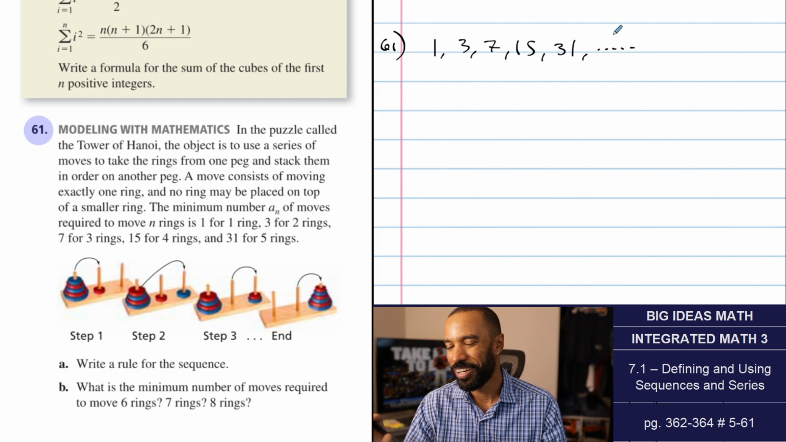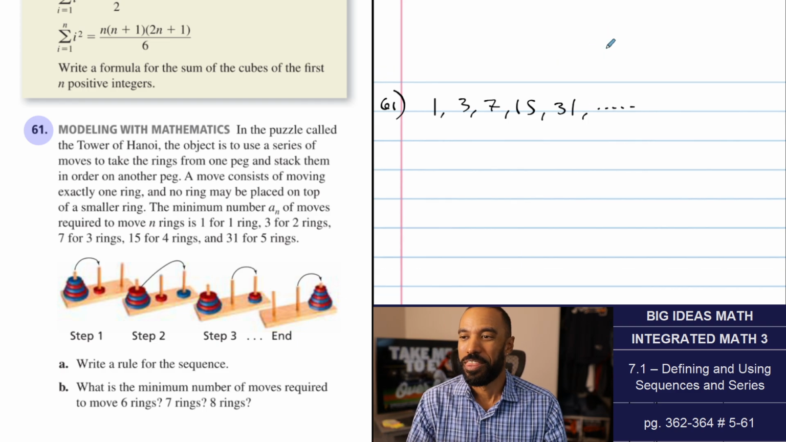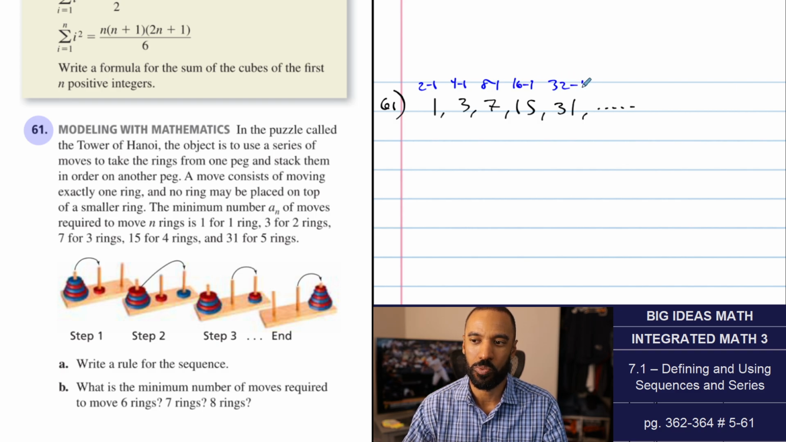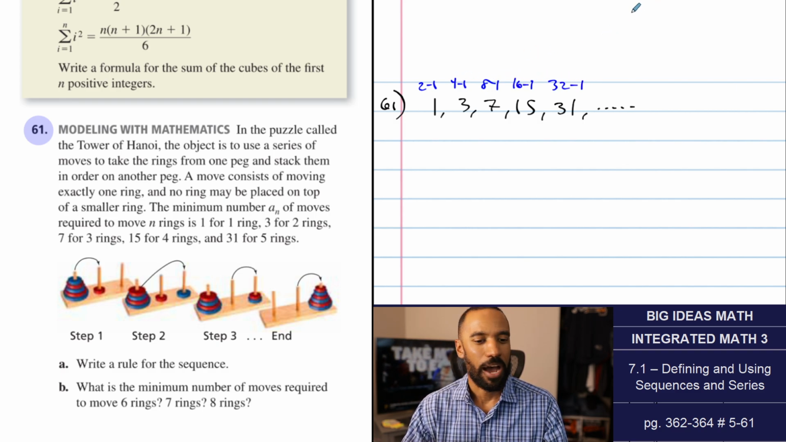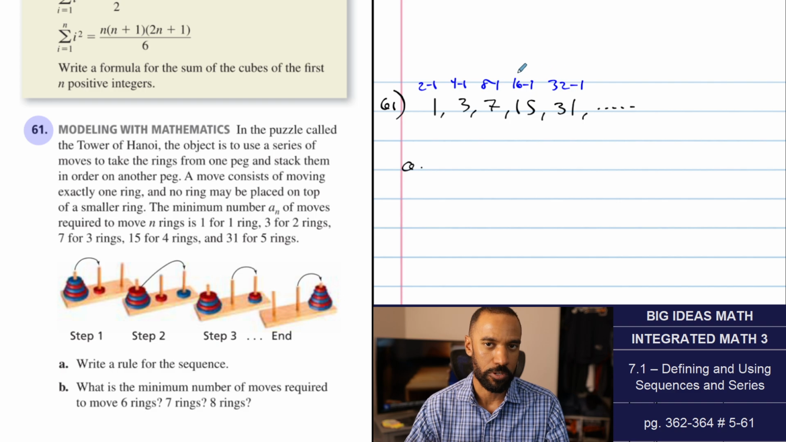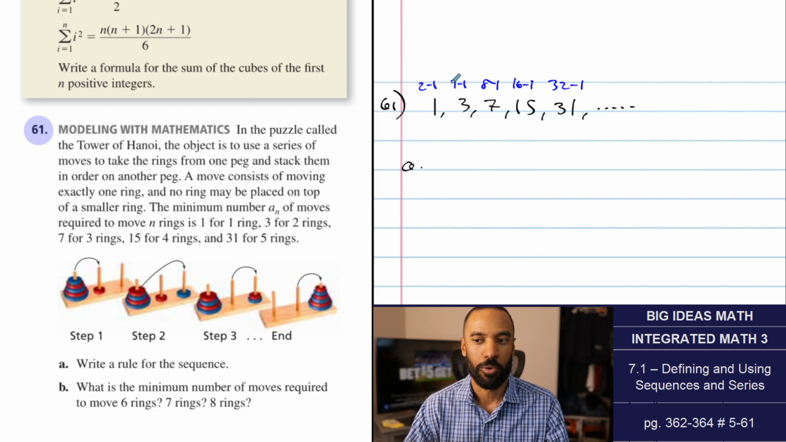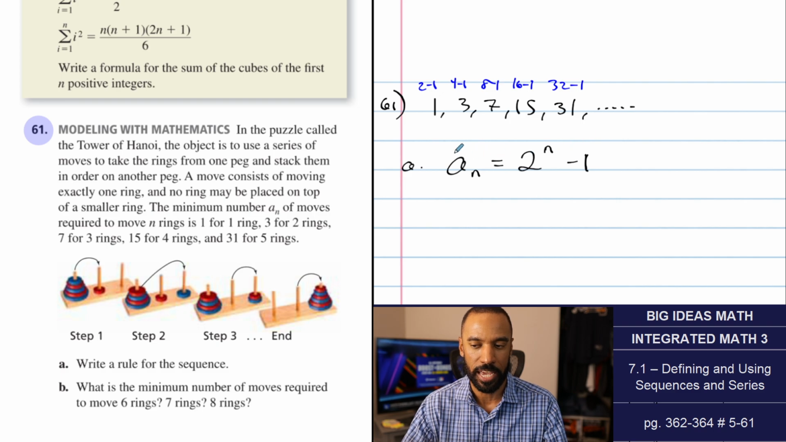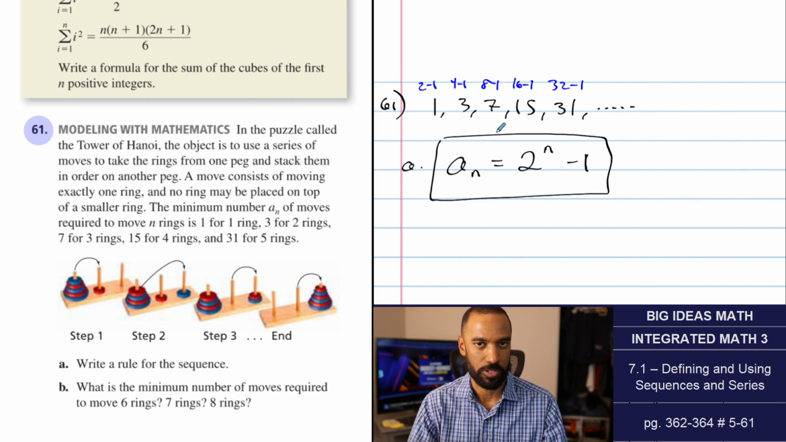This one's a little bit trickier if you didn't know what was going on. This is 2 minus 1, and this is 4 minus 1, 8 minus 1, 16 minus 1, and 32 minus 1. Now, they say write a rule for the sequence. 2, 4, 8, 16, and 32 are powers of 2. 2 is 2 to the first power, 4 is 2 to the second power, 8 is 2 to the third power, etc. So the term's position is the power you're raising to, which means our rule can be a sub n equals 2 to the n, and then minus 1. But the minus 1 is down here. It's not in the exponent. And that's the rule that we can use for this.